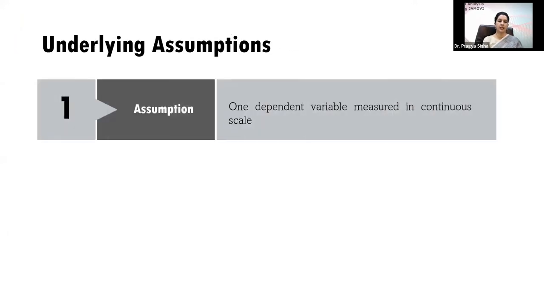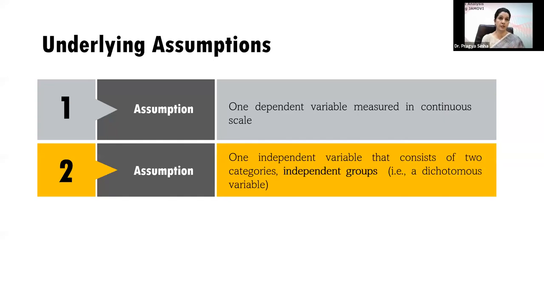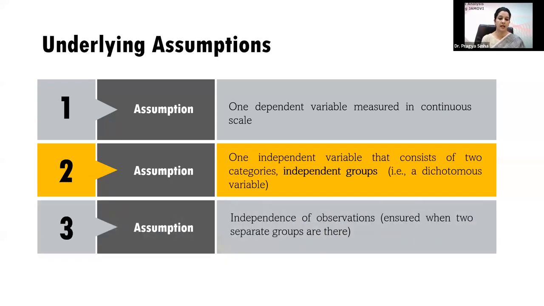So there are some underlying assumptions. The first assumption is there should be one dependent variable, which should be measured on a continuous scale. There should be one independent variable. Again, like we have seen, that should have two independent groups. And the third assumption is the independence of observation.